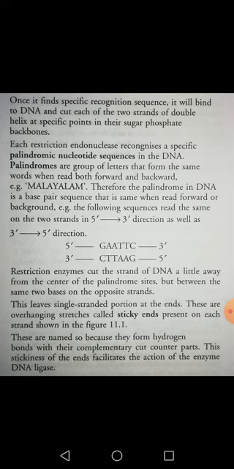I already told you that palindromes are groups of letters that form the same words when read forward or backward. Malayalam is an example, therefore it is called a palindromic sequence. If you read from left to right, it is Malayalam. If you read right to left, then it is also Malayalam.